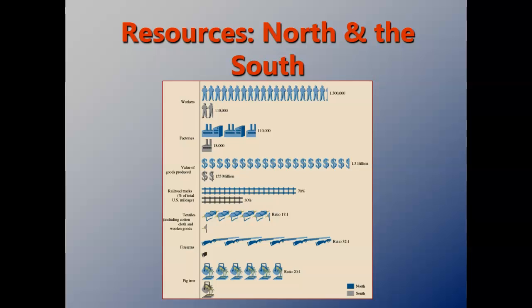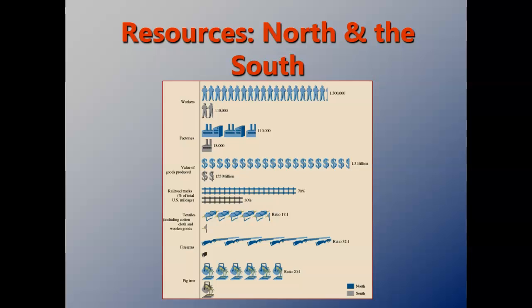Again, when you look at resources, you can really see the difference here. Firearms, for example, there's a huge advantage for the North. Pig iron, a huge advantage. Railroad tracks, value of goods produced, huge differences. And virtually all of these favor the North.